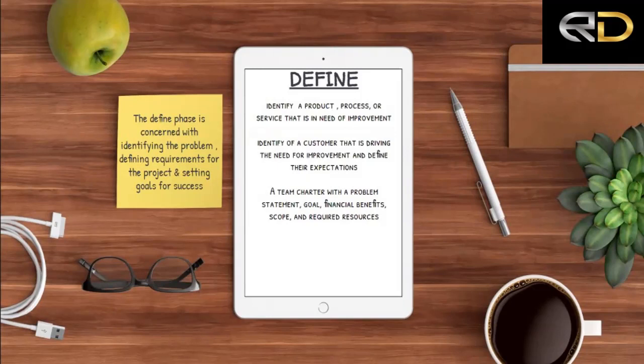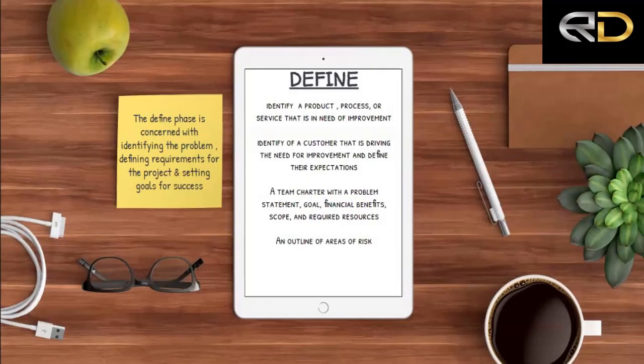That means you should have a team charter explaining to the organization and the process owners what is currently wrong. A problem statement explicitly states what is really wrong with the product, process, or service, and what you want to do. What do you want to improve? What are going to be the financial benefits? What part of the process, product, or service is in scope, and what do you need to do to have those improvements? What are the required resources to meet the needs and expectations of the internal and external customers?